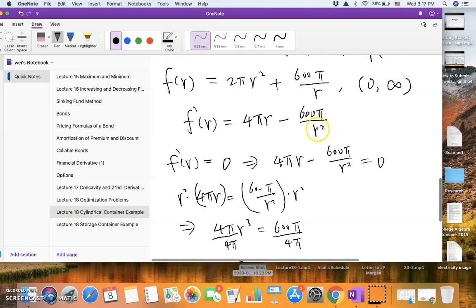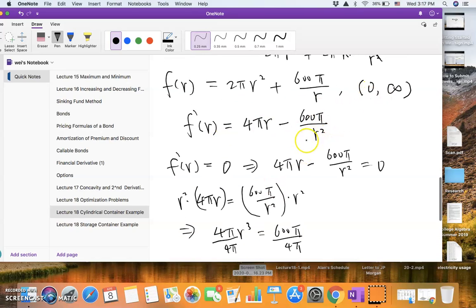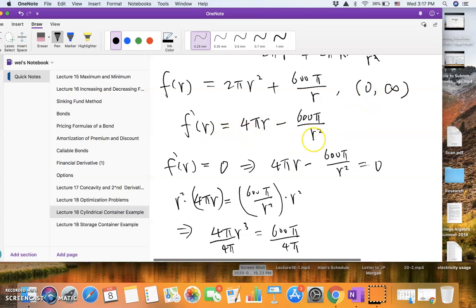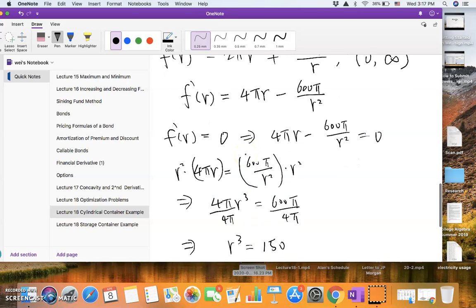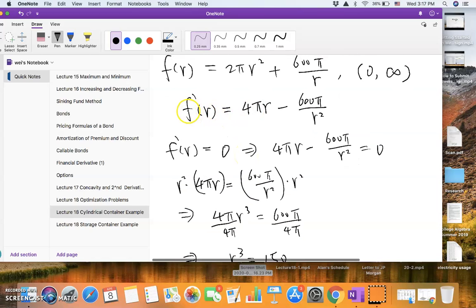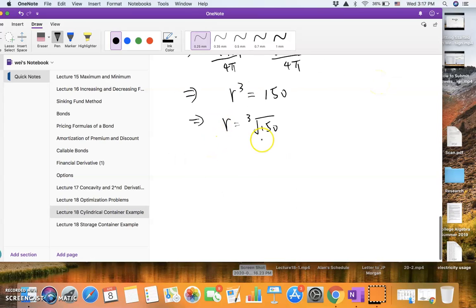Since 0 is not in the domain of the function, 0 is not a critical point. Even though the derivative does not exist when r equals 0, since 0 is not in the domain, here we have only one critical point.